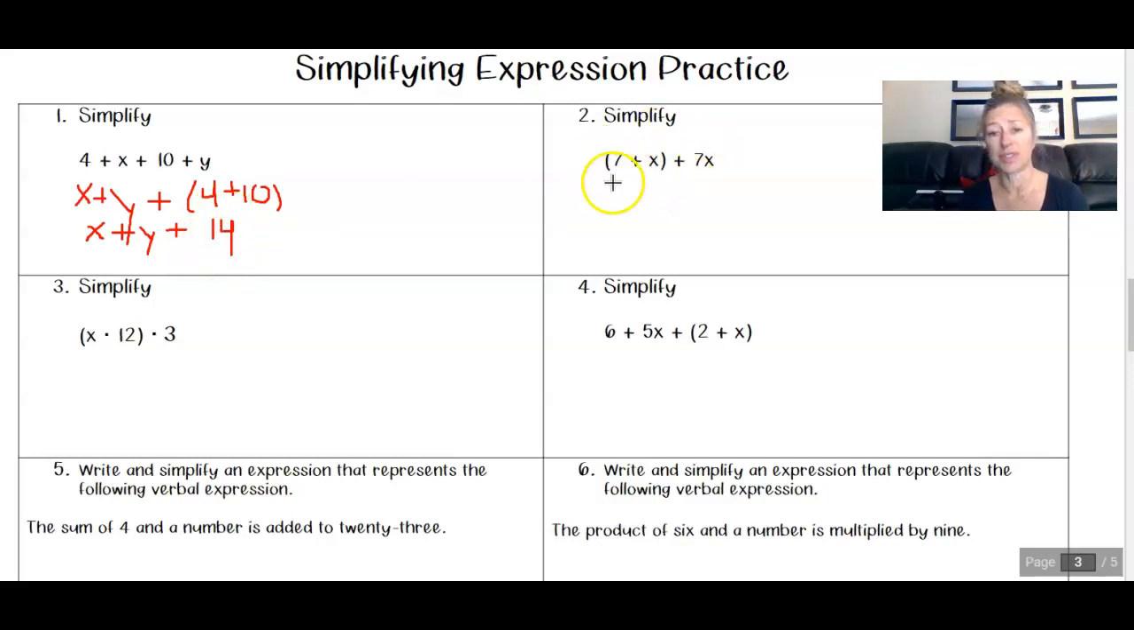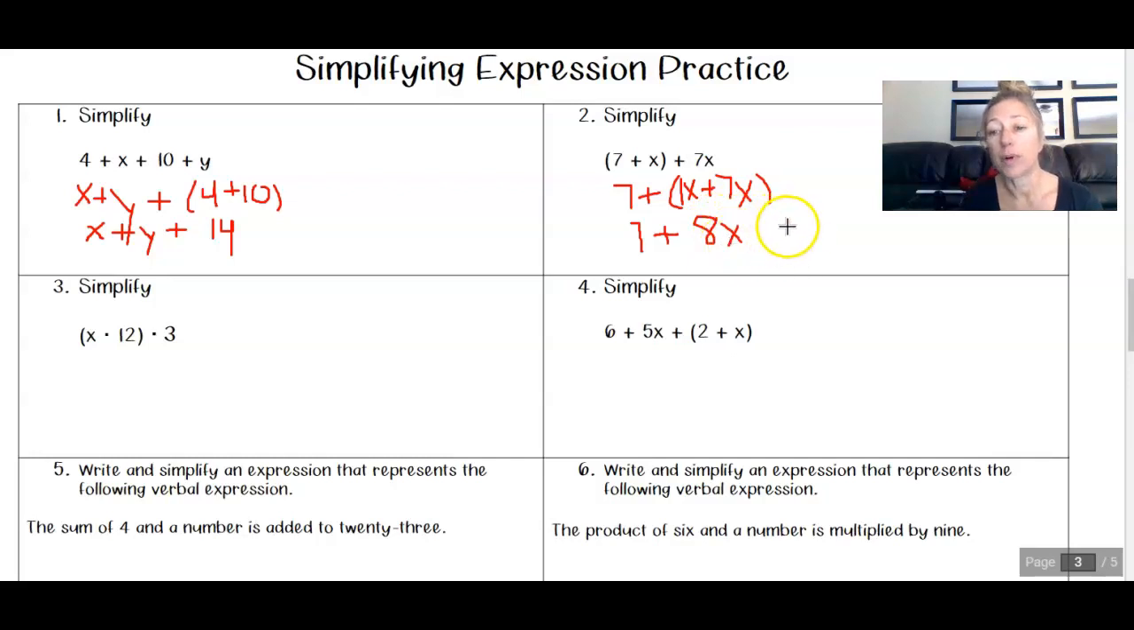Number 2, did you notice these are not like terms? So let's regroup these. We have 7 plus, and I have in parentheses x plus 7x. Okay, so I have 7 plus. Don't forget, there is a coefficient in front of the x. Do you remember what it is? It's an invisible number. It's 1. So 1x plus 7x is 8x.